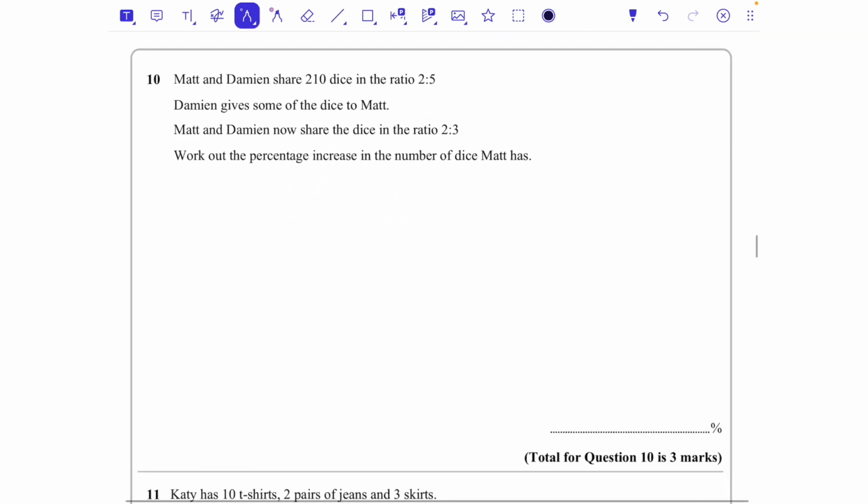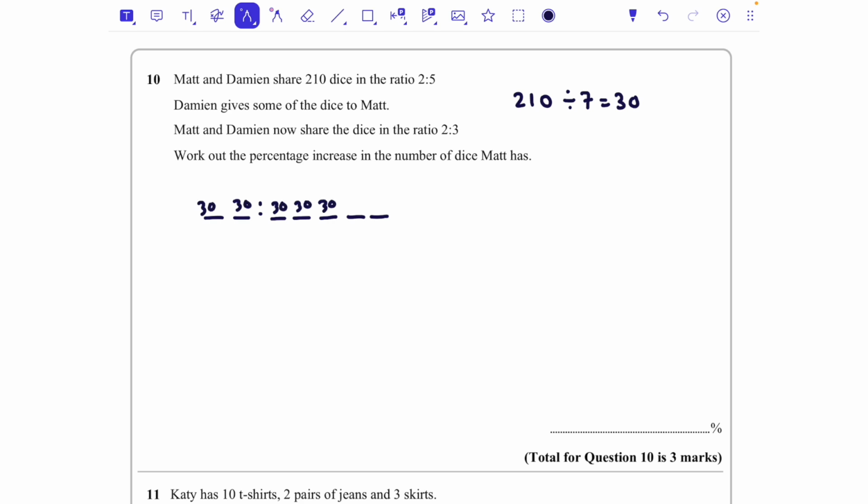Question number 10. Matt and Damien share 210 dice in the ratio 2 to 5. Now for ratio questions, I like to write them out 2 to 5 like that. We've got 210 dice to share over these piles, and in total we have 7 piles or 7 parts. So I'm going to start by doing 210 divided by 7, which is 30. So each of these piles has 30 on them. So to begin with, we can see that Matt on this side, Damien on this side, Matt has 60 and Damien has 150 to begin with.